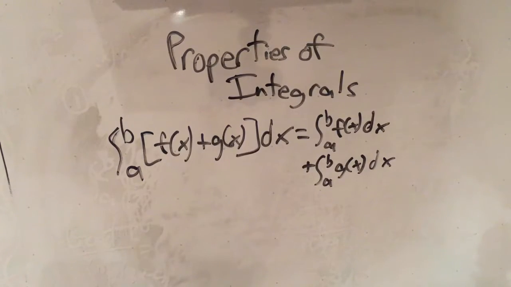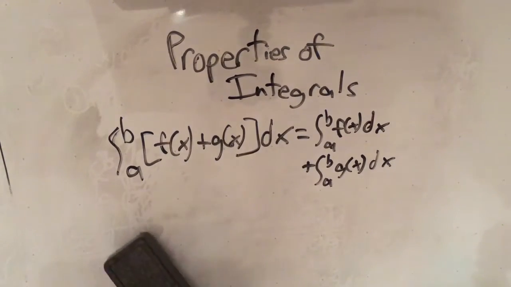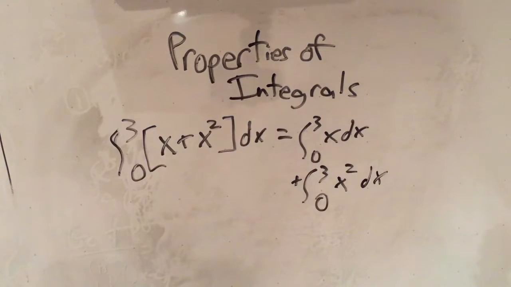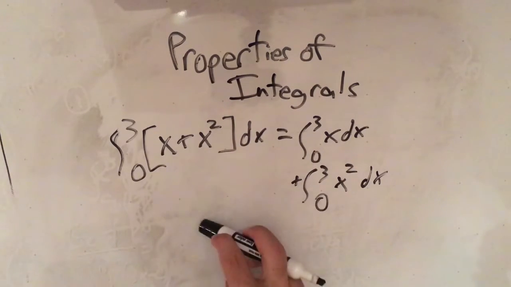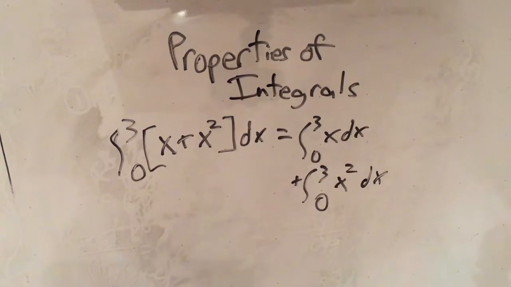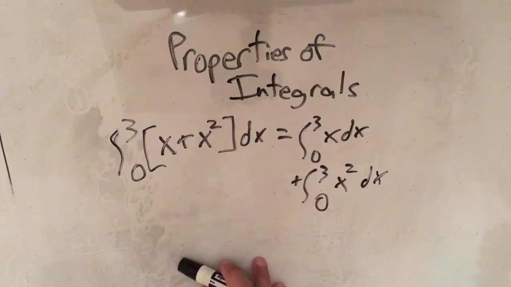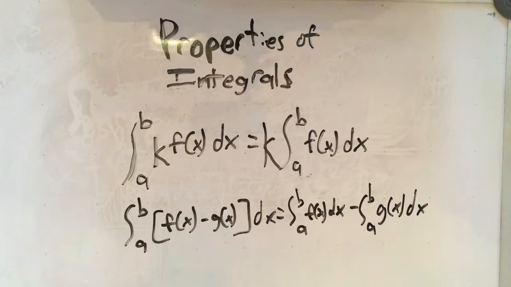Here's another property of integrals. We have the integral from a to b of f of x plus g of x dx equals the integral from a to b of f of x dx plus the integral from a to b of g of x dx. And here's an example of that property. The integral from 0 to 3 of x plus x squared dx is equal to the integral from 0 to 3 of x dx plus the integral from 0 to 3 of x squared dx. So this is a powerful property as it allows us to split up integrals in order to analyze them much more easily.